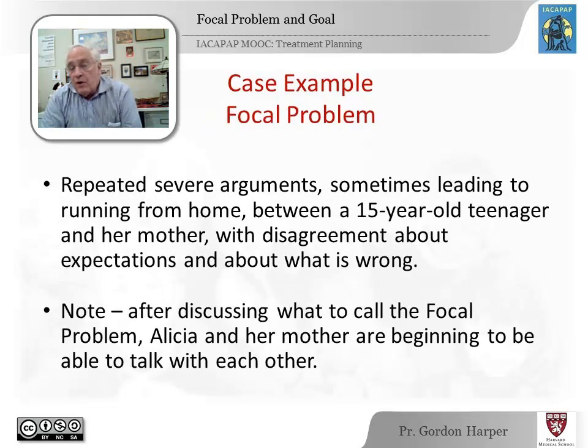In this case, talking with both parties together, we came up with a statement they could agree on. Repeated severe arguments, sometimes leading to running from home, between a 15-year-old girl and her mother, with disagreement about expectations and about what is wrong. After discussing this, Alicia and her mother began to be able to talk with each other.